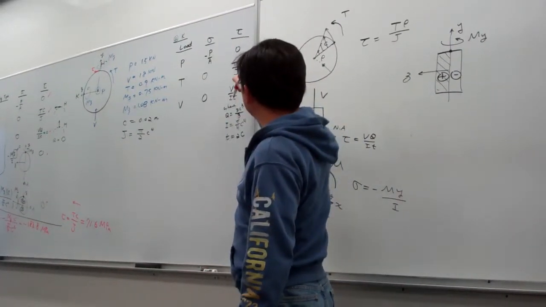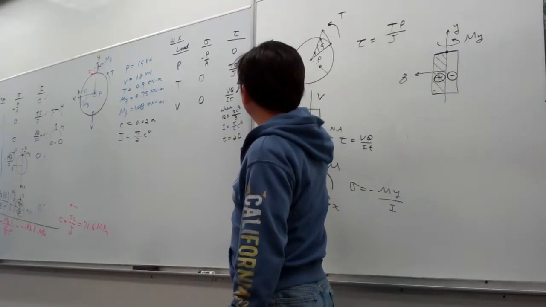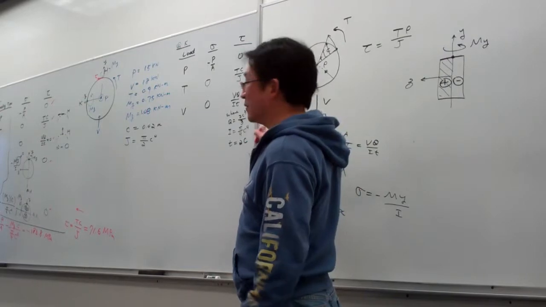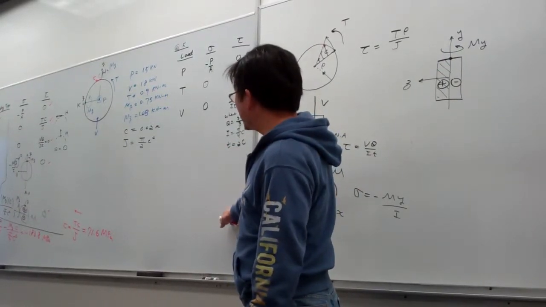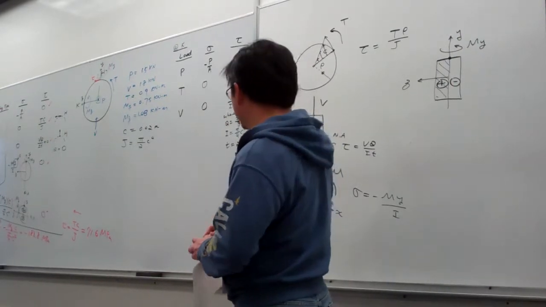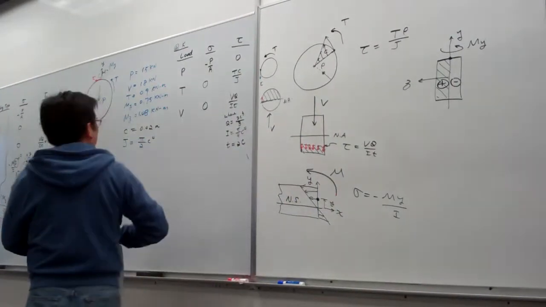So from here you can see this shear stress due to torsion is opposite to the shear stress due to transverse loading. Okay, so down the road, once we do the superposition, the two terms will subtract from each other. But anyhow, keep going.